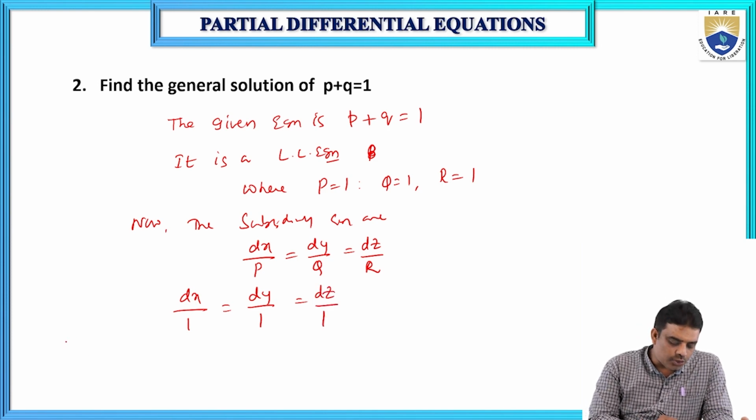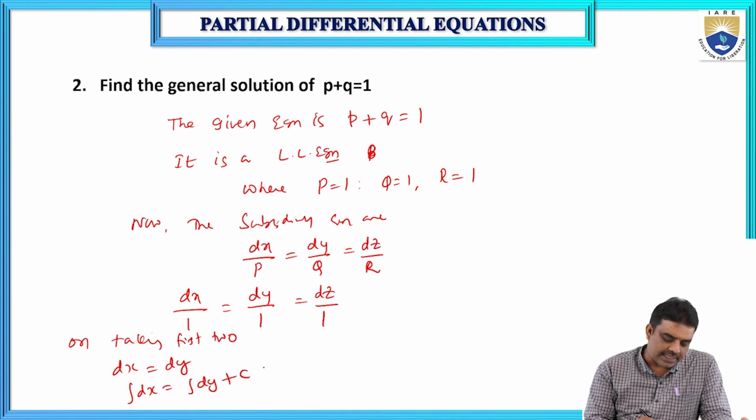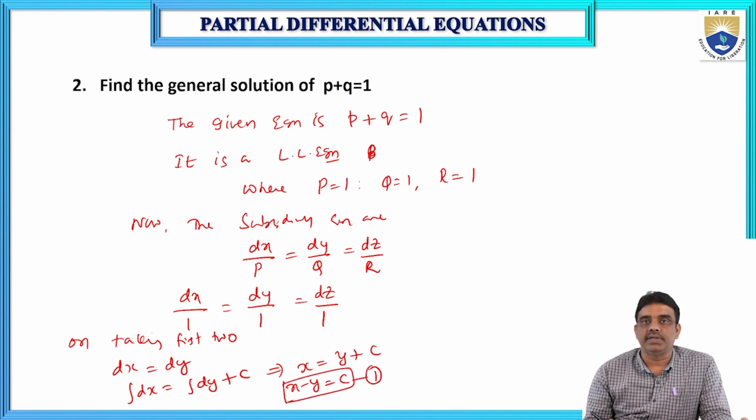On taking the first two, we get dx is equal to dy. To find the solution, we take integration both sides. Integral dx is equal to integral dy plus c. Integral dx means x is equal to y plus c, or x minus y is equal to c, and this is equation number 1.